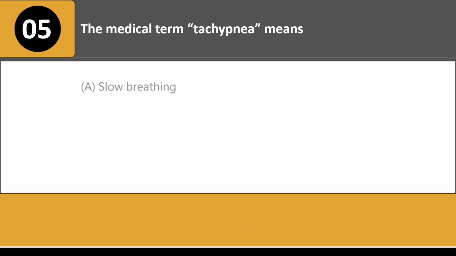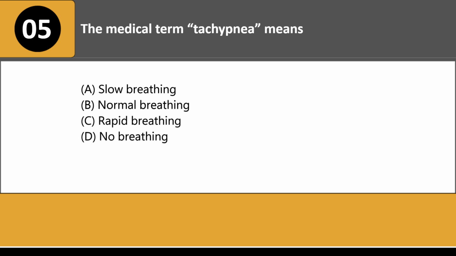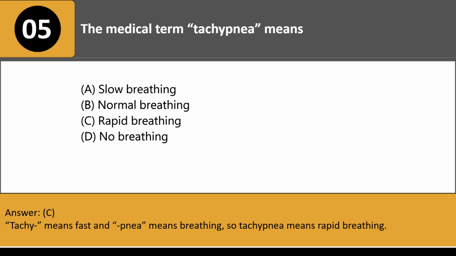The medical term tachypnea means A. Slow breathing, B. Normal breathing, C. Rapid breathing, D. No breathing. Answer C. Tachy- means fast and -pnea means breathing, so tachypnea means rapid breathing.